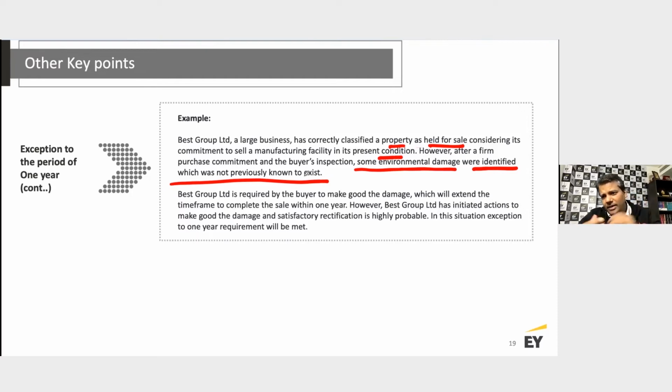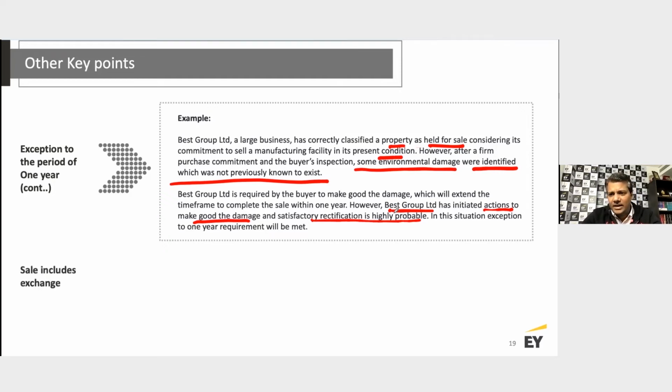But I have a buyer, I have a firm commitment. Best Group has initiated action to make good the damage, and satisfactory rectification is also within my control. I should be able to fix the environmental damage. In this situation, the exception to the 1 year requirement will be met, right? It will be met.